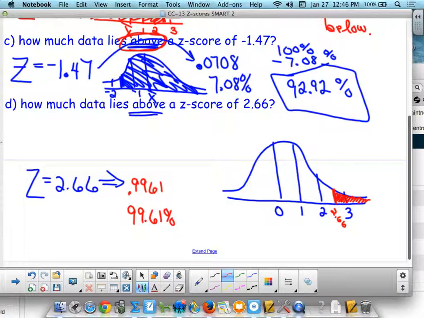What scored better than me though? 0.39. 100%, take away that percent. 0.39%? Okay, so a very, very tiny portion of the population scores better than me. This would be like, maybe 1,000 people take the test, 1 person beats me. You know what I mean? Good?